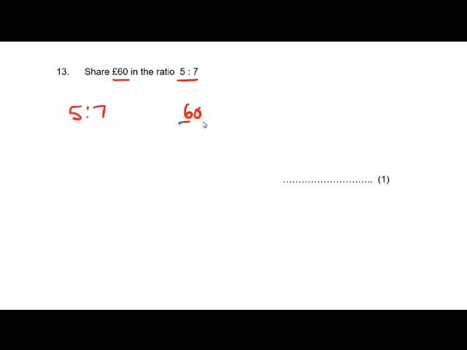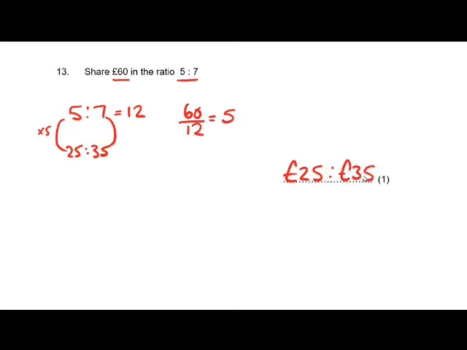Now, when you've got a totals question, you need to divide it by the total number of parts. So 5 plus 7 gives us 12 parts. The total amount divided by the total number of parts gives us our scale. So 60 divided by 12 gives us 5. We go back to our ratio, multiply each side by 5, and it tells us what each of the 2 ratios should receive. So it should be £25 to £35, and our check is that when we add these 2 together, we get our total amount of £60.